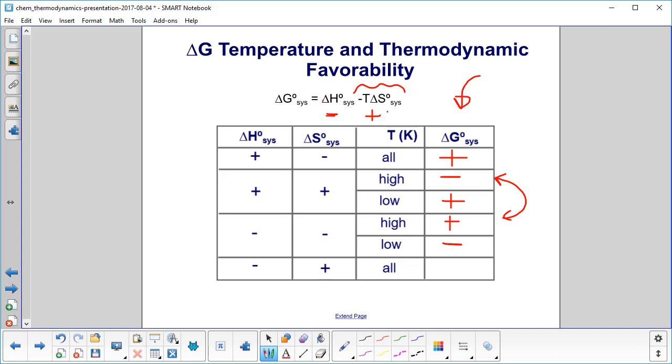Now we go to the last row. And what do we have here? Delta H naught system is negative. Delta S is positive. Positive times a negative, negative. So in all cases, our delta G naught will be negative. And it's also nice that it's the inverse of the one there.